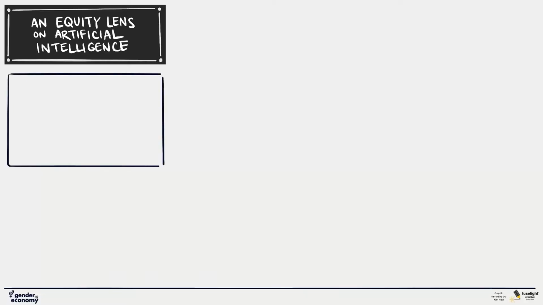You may have heard or read about bias in artificial intelligence in the media. But what exactly does this mean? What are the impacts, and what can we do to address them?